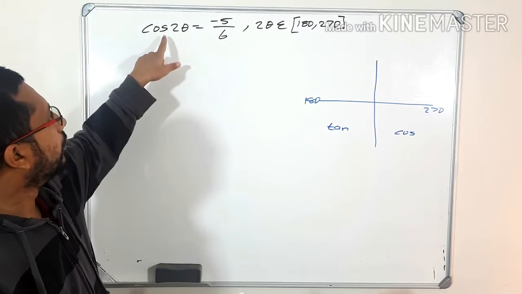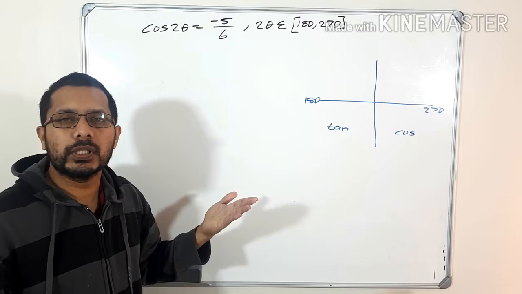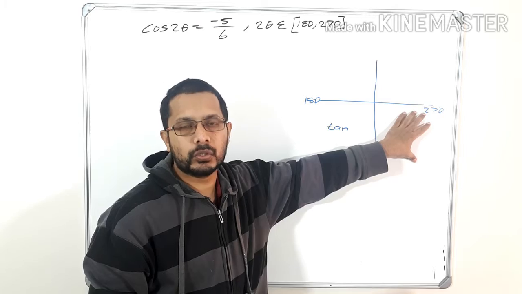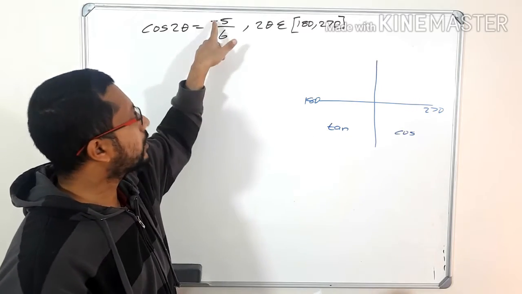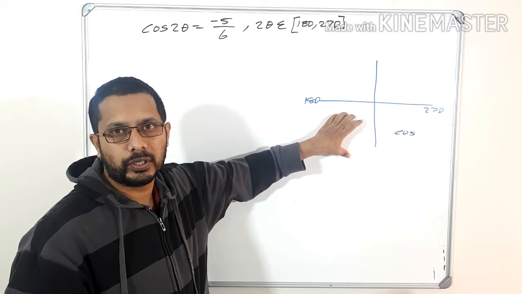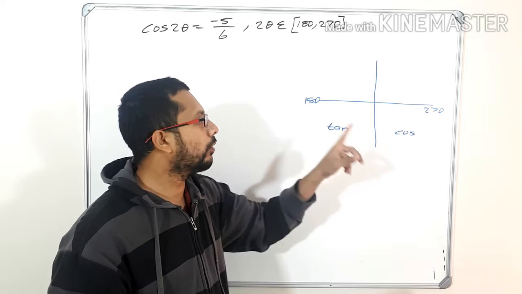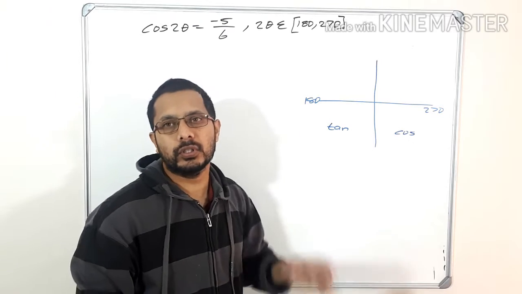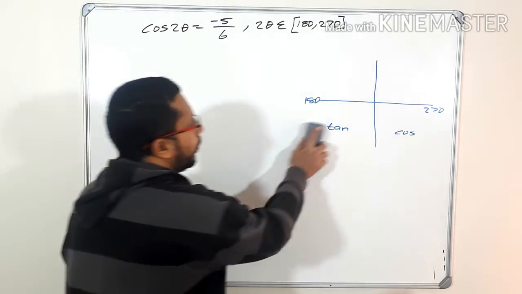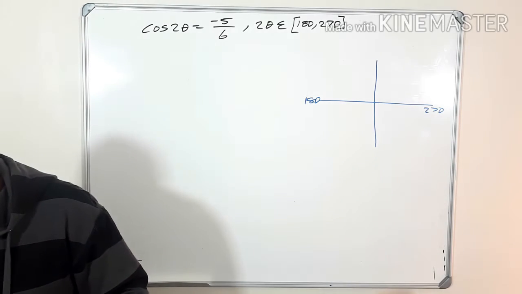But look at this one. Cos 2 theta is minus 5 over 6. That means the value of cos is negative, so it can't be in the fourth quadrant. The only possibility to get cos as negative is the third quadrant, because on the fourth quadrant the value of cos is positive. So the only possibility is that it lies on the third quadrant. Let's draw a point there.